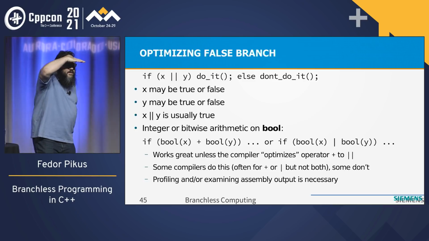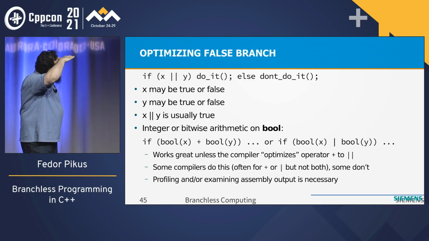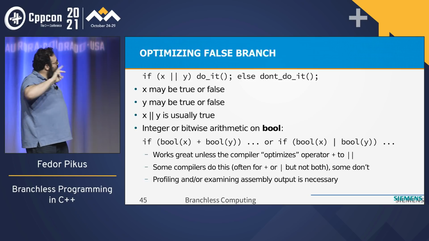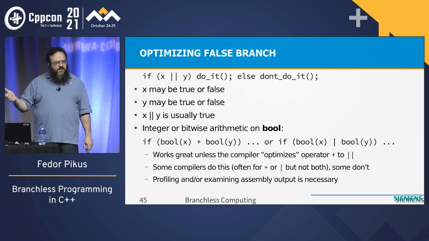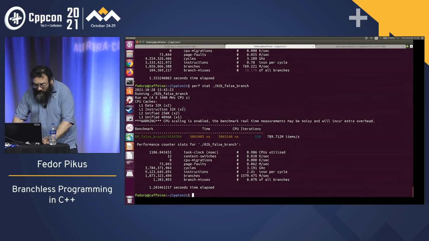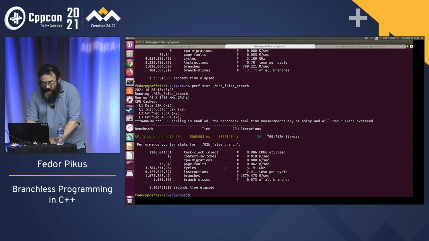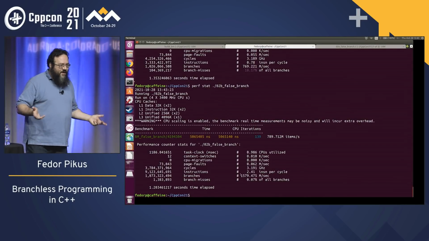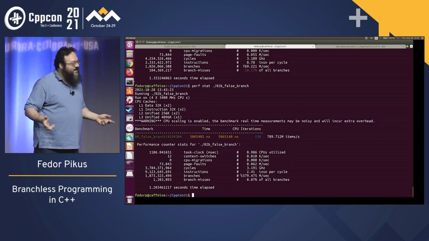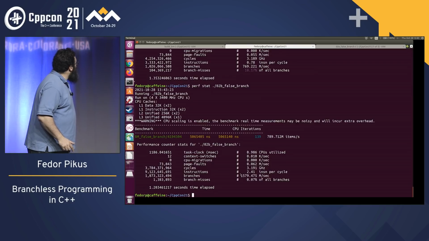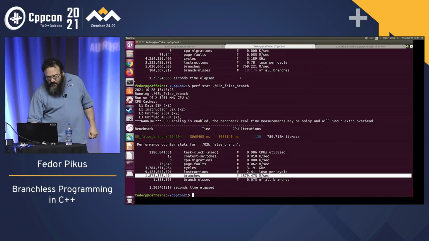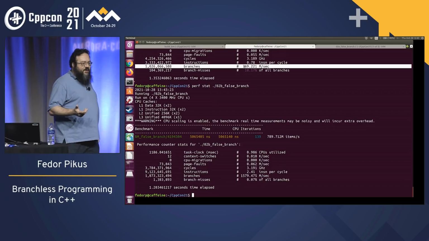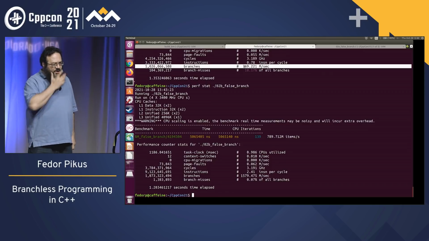Yes? It looks like the total number of branches decreased in your second panel. I replaced 2 branches by 1. But the perf says that you have 4 branches. It's per second. Please repeat the question. What happened to the total number of branches? Remember, these are per second, so I'm running faster. I'm taking more branches per second. 1.8 billion versus 1 billion? This is the good one, the optimized one, and this is the non-optimized one. So yes, I'm doing more branches per second because I'm running the computation a lot faster.